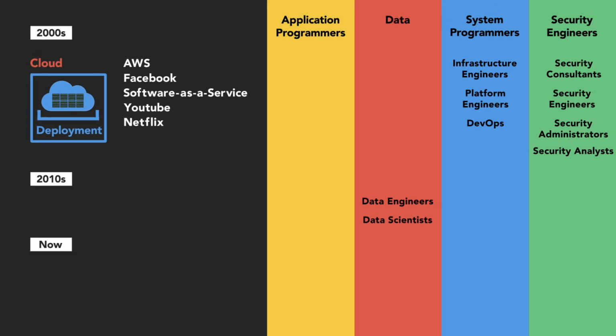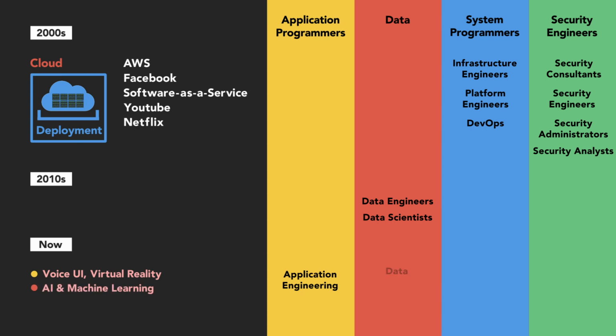So where are we now? What are the technological breakthroughs of the current day? There are many. New interfaces like Amazon Alexa's voice user interface or Oculus's virtual reality are driving growth and specialization in application engineering. Artificial intelligence and machine learning is driving specialism in data. There are distributed systems which are driving growth and specialization in DevOps. And the fractious geopolitical landscape of the modern day is driving growth in cybersecurity.